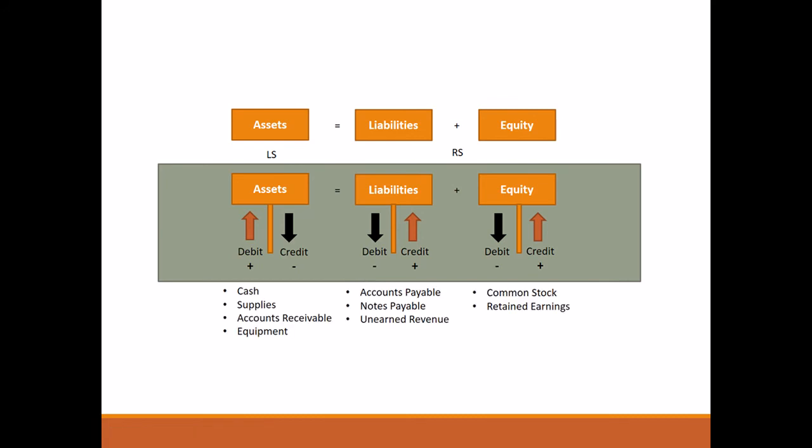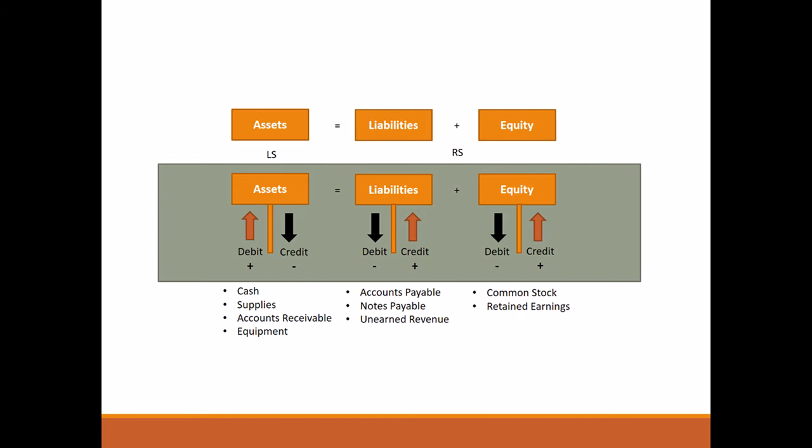I've listed below some of the typical examples of assets, liabilities, and equity. Keep in mind it's not an exhaustive list, but this is a fairly typical list. So for example, if I know that cash is an asset, well, we would debit the cash account in order to increase it. If I know, on the other hand, that notes payable is a liability, it follows the normal right-hand rules that we would credit the notes payable account in order to increase it.